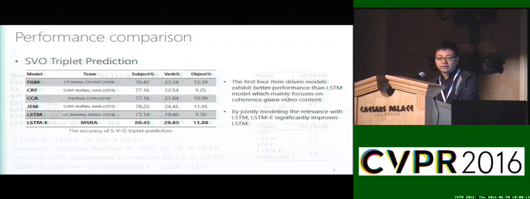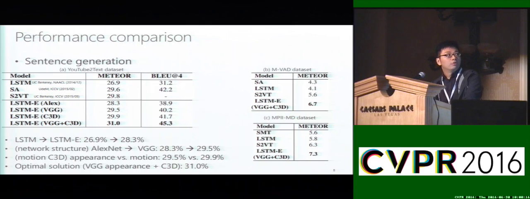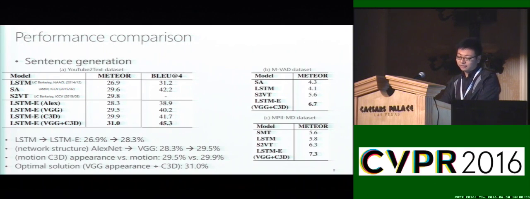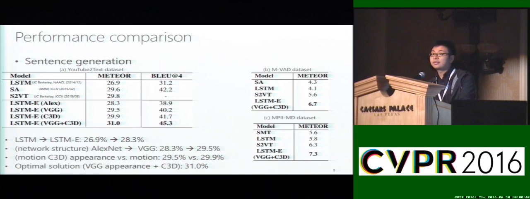And in another task, sentence generation, we show 3 tables which are the performance on 3 different datasets. Here we also use BLEU and METEOR as our main metrics. Across the 3 tables, we can see our proposed LSTM-E can also consistently outperform other baselines. And specifically on the YouTube2Text dataset, by additionally incorporating the relationship between the sentence and the video content, our LSTM-E can outperform LSTM with the same representation extracted by AlexNet.